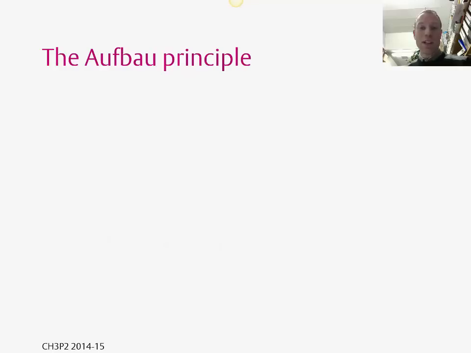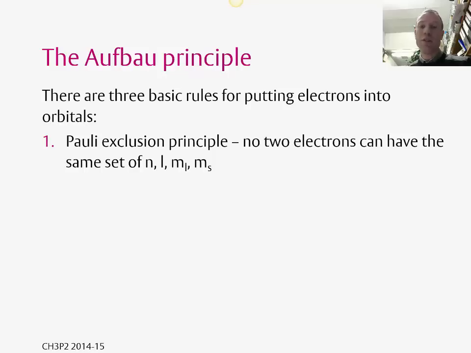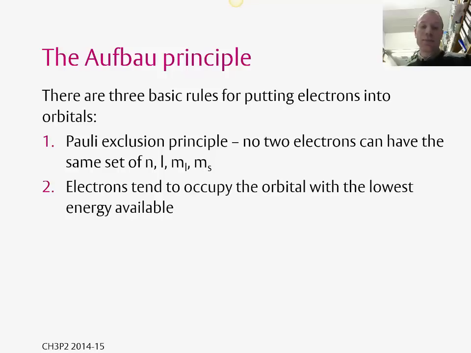You'll be familiar for a long time with the Aufbau principle, which are the three basic rules for putting electrons into orbitals. The first of these is the Pauli exclusion principle, which states simply that no two electrons can have the same set of quantum numbers n, l, ml and ms. The second one we tend to do naturally, so we put electrons into orbitals with the lowest energy available. So if you've got just an empty atom, we don't put the electron into the 3d orbital, we put it into the 1s orbital and we fill up from the lowest energy.